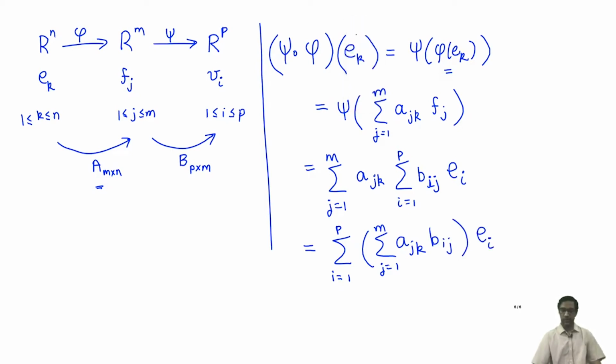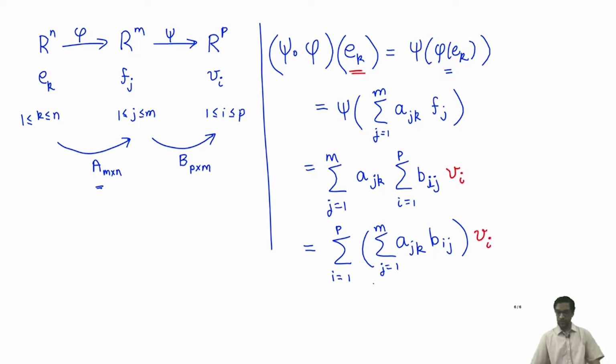That's the end of the computation, because I'm trying to find out what is the composed map acting on ek. Sorry, these should have been v's here. So this should have been vi. It's an element of Rp.